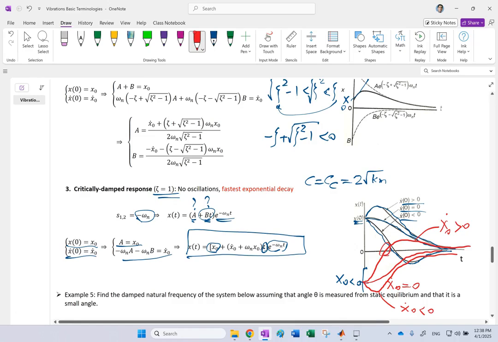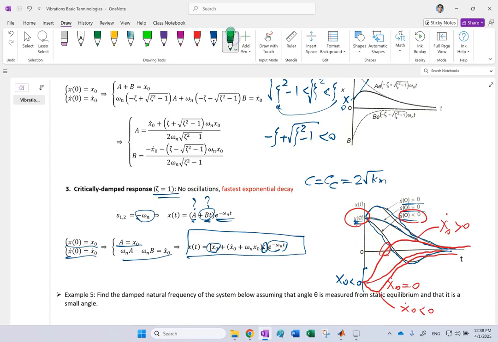Okay, so whether you never pass the value of 0, no undershoot, no overshoot, depends on whether the signs of x0 and x dot 0 are opposite of each other or the same sign. If they have the same sign, no overshoot, no undershoot. If they are different, you might get one crossing of 0 before it exponentially goes to 0. But in general, this is typically the fastest kind of exponential decay that you can get.